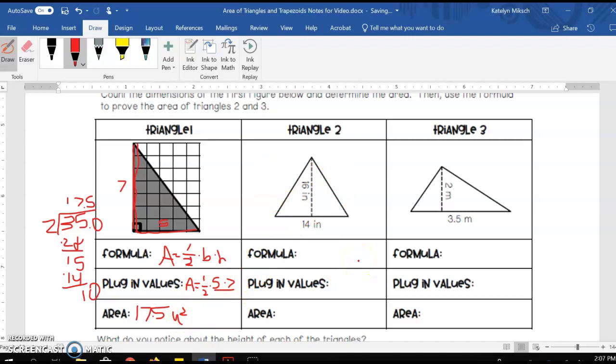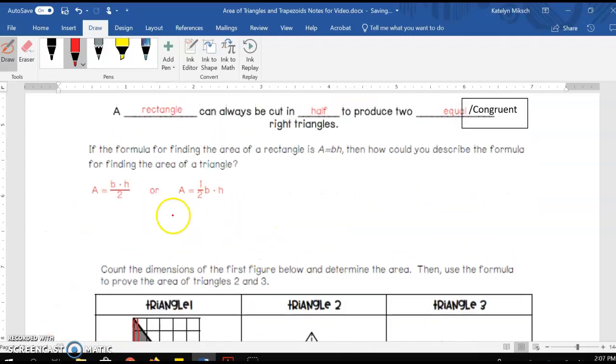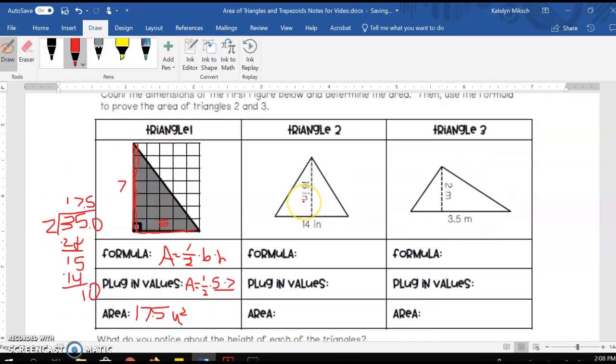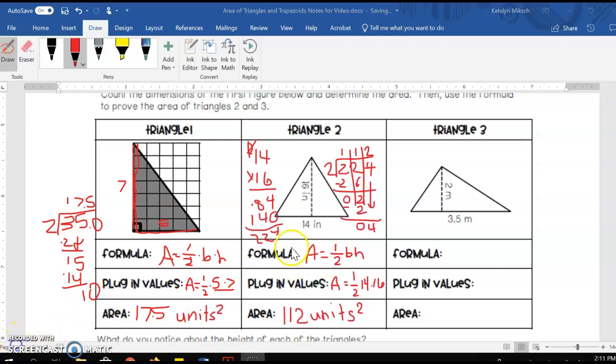Okay, triangle number 2. Same formula, it's really messy, so I'm not going to try to rewrite it. Area equals 1/2 base times height. There it is in a neater way. So you go ahead and fill that in. And then I want you to pause here and see if you can plug in the values to the equation on your own and solve for the area on your own. Hit play when you're ready to check.